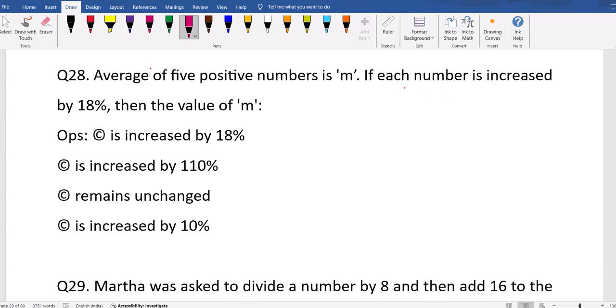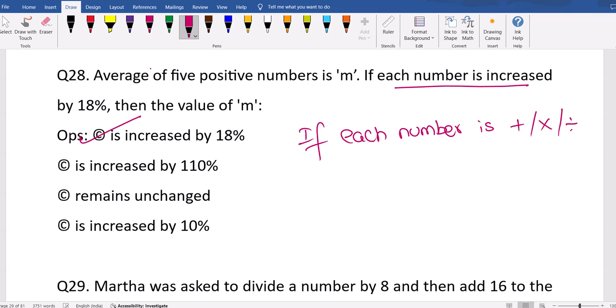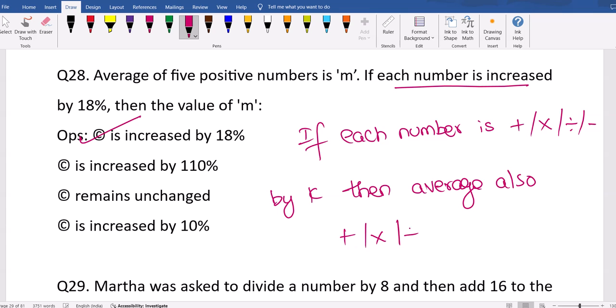Now series 28: if each number is increased, the average also increases by the same. There is one important property in averages. If each number is added to, multiplied, divided or subtracted by k, then the average also has the same effect. If each number is increased by 18%, the average also increases by 18%. M is the average value, right? So it also increases by 18%.